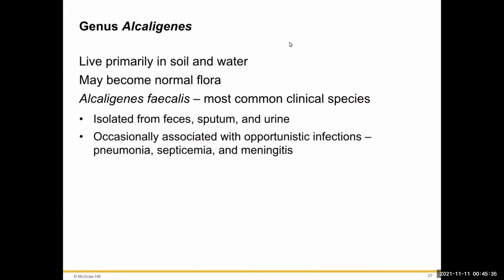The genus Alcaligenes lives primarily in soil and water. That's where it's found. It may become normal flora in the human body. Alcaligenes faecalis is the most common clinical species. It's isolated from feces, sputum, and urine. It is occasionally associated with opportunistic infections, causing pneumonia, septicemia, and meningitis.